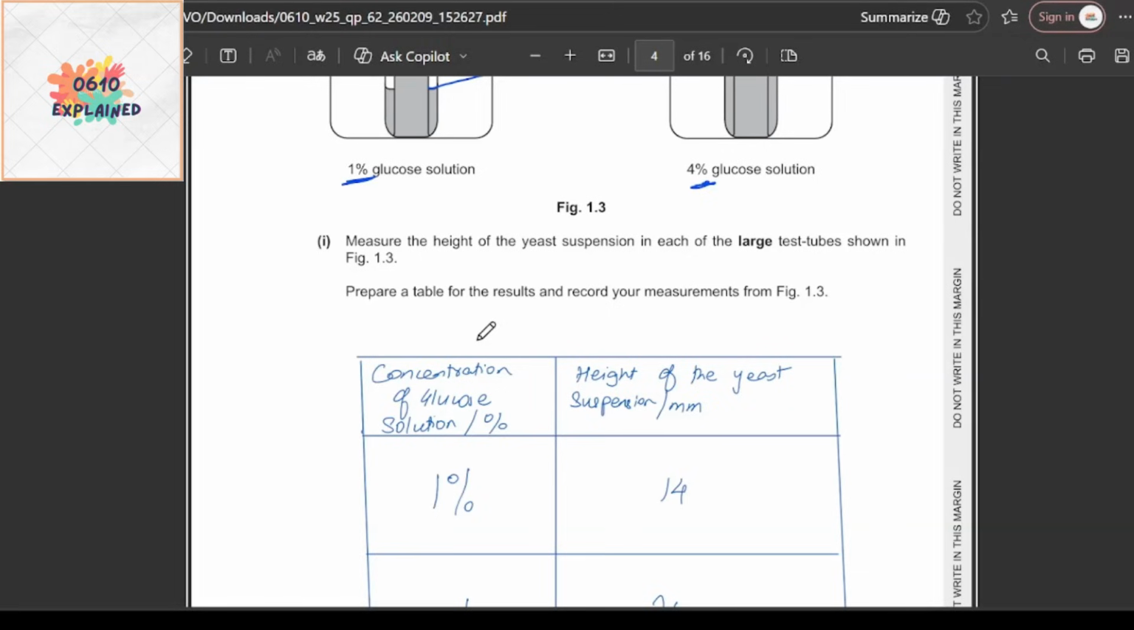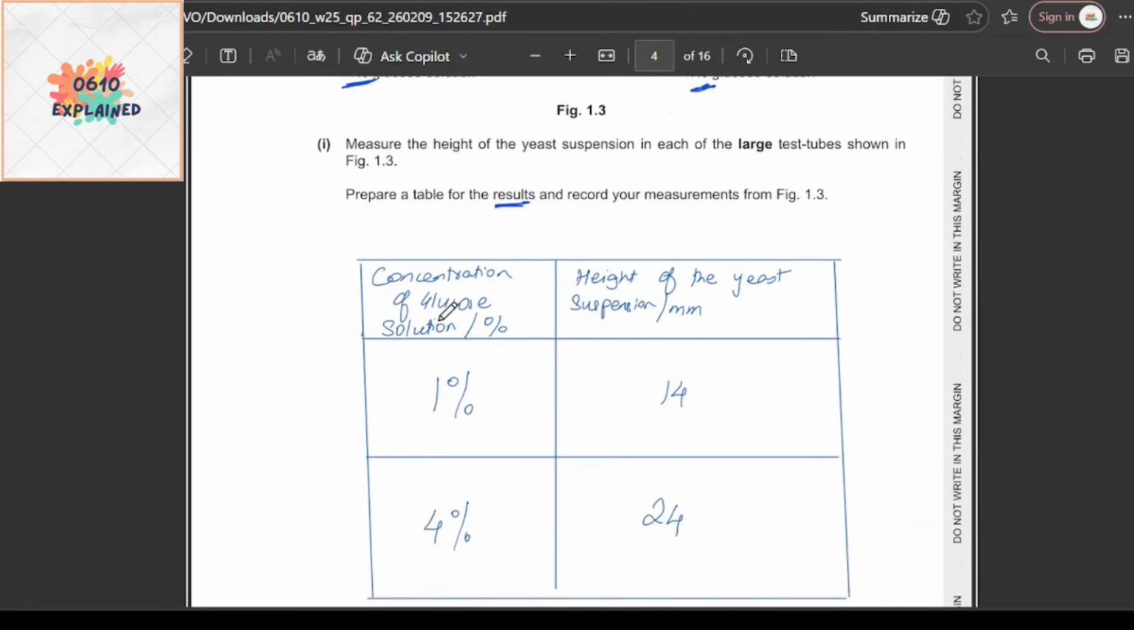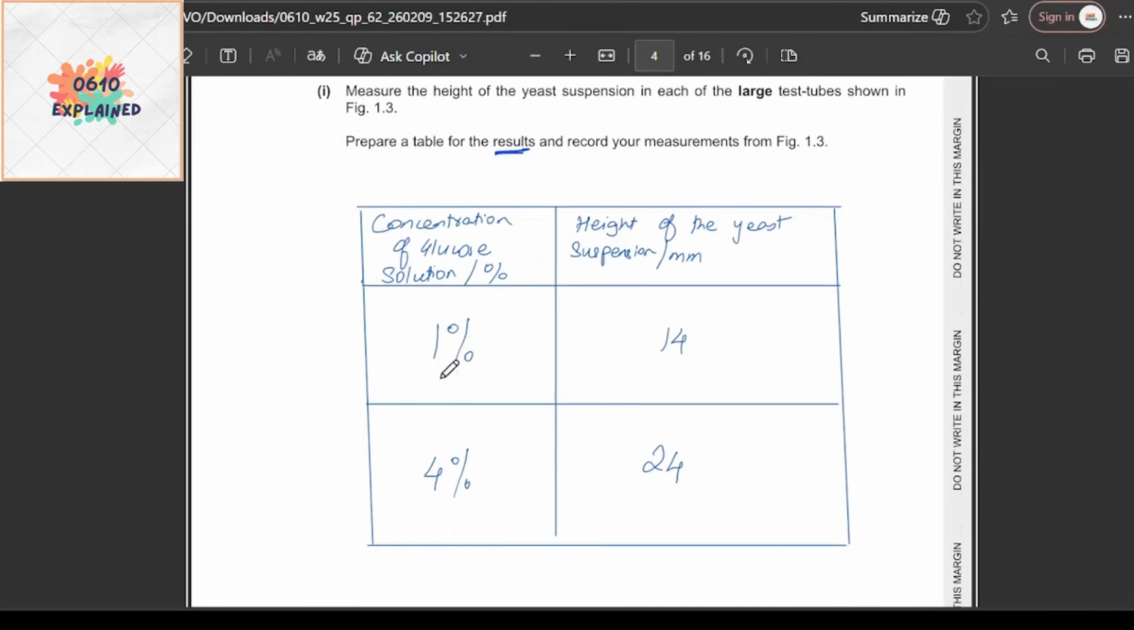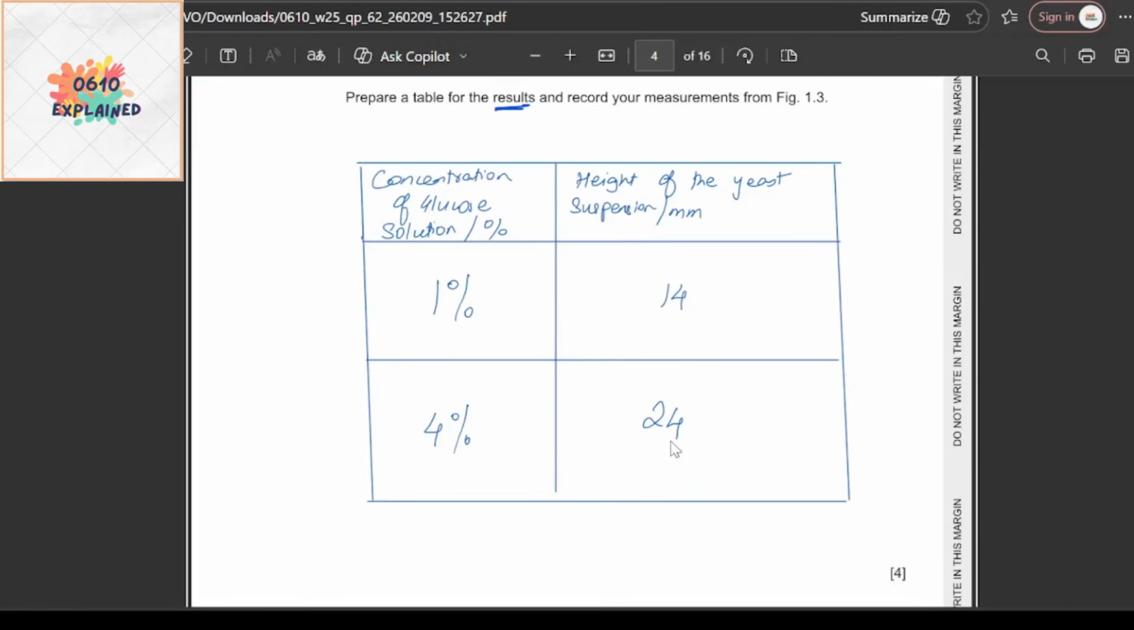So, as we can see over here, they have clearly mentioned that you have to record the results of the measurement in the table. For the table, I have made two columns, and it has a header line with the concentration of glucose solution which we measured in percentage, and the height of the yeast suspension in millimeters. And now I have put the labeling as 1 and 4 and 14 and 24. So that's when you measure it on the paper, you will get a similar kind of reading.